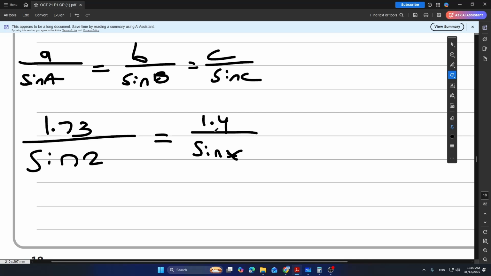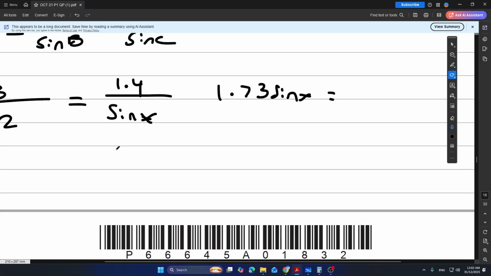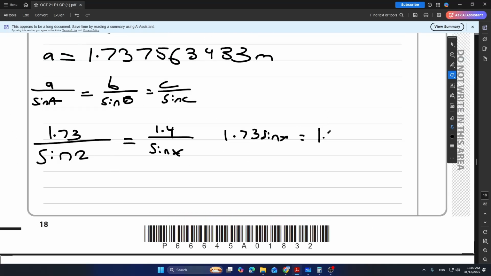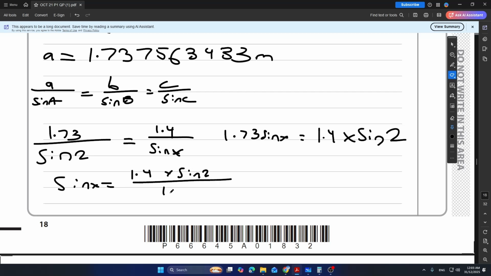Now to find this, we're just going to cross multiply. Let's take this step by step. So we cross multiply, and it's going to be 1.73 sine x equal to 1.4 times sine 2. Then we just divide both sides by 1.73. So sine x equal to 1.4 times sine 2 over 1.73.